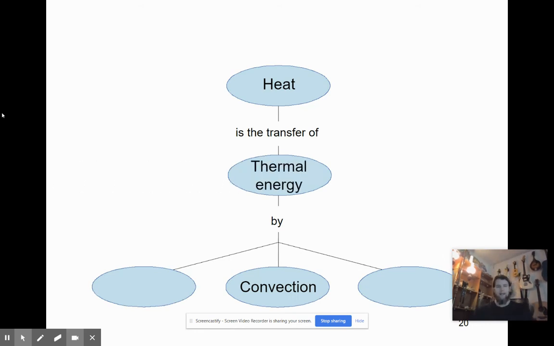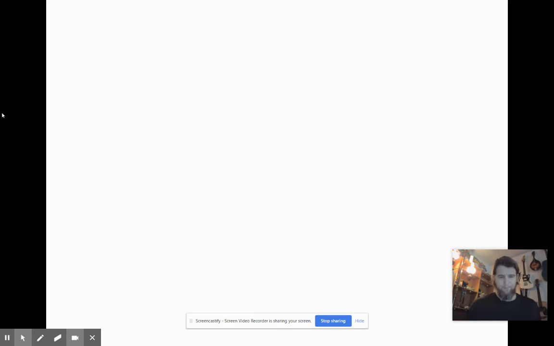So heat is the transfer of thermal energy, and we can transfer it three different ways. We would have convection, we would have conduction, and we would have radiation. So that's one of the overviews of what we just went over.